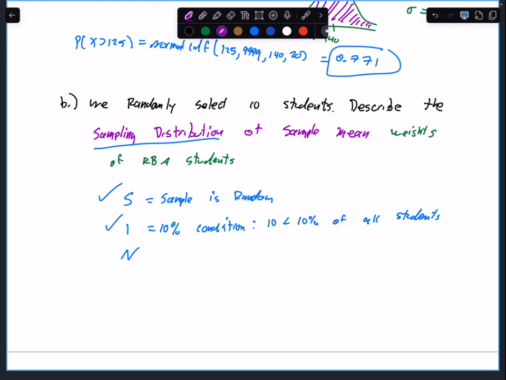Now, as a reminder, when you do these two conditions, we're really just checking: is it okay that we can assume independence? You can't confirm independence, so it's an assumption that we make. So we ask ourselves, is it safe to assume independence amongst each student? Is the weight of each student independent from the other? Because here's the reality, people: it's not.